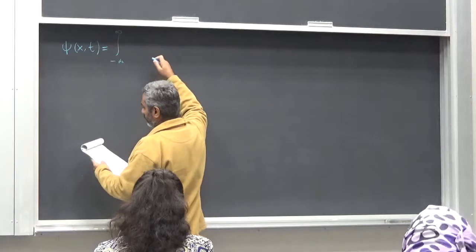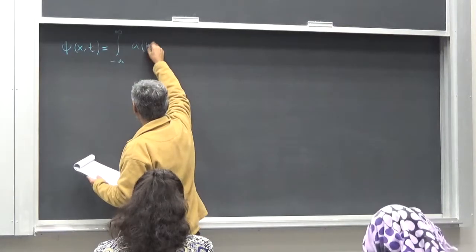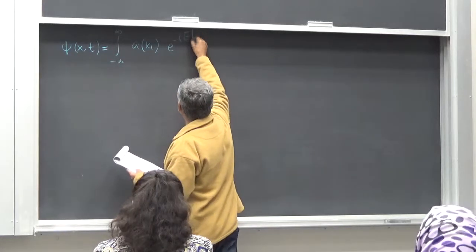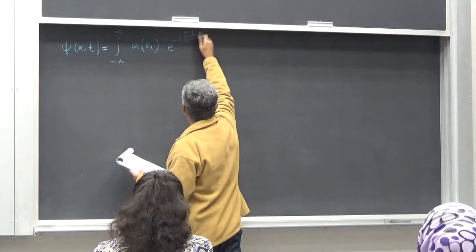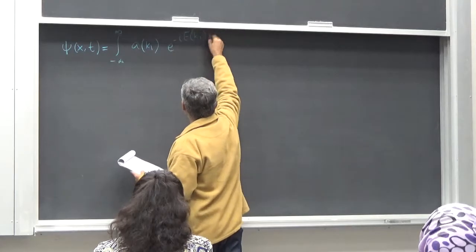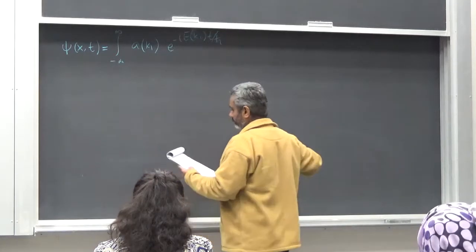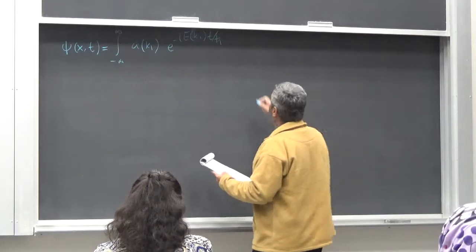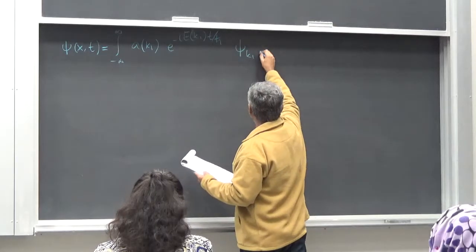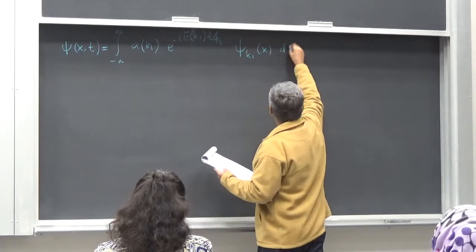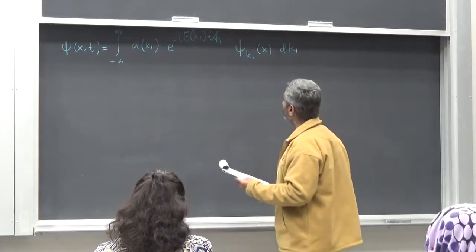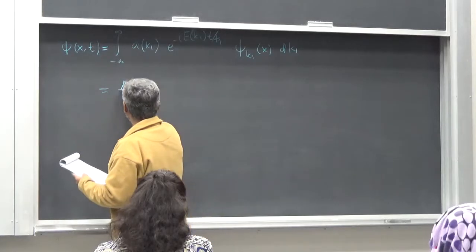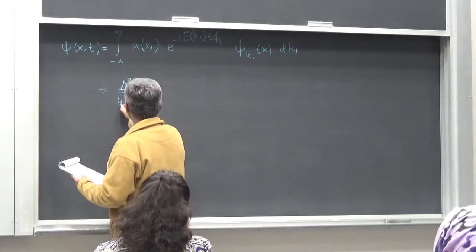Let me just write it out and then if you have questions we can discuss. e to the minus i e of k1 e over k squared, psi of k1 of x dk1, right? And if you sort of write this out in all its glory, then it's going to look like this.